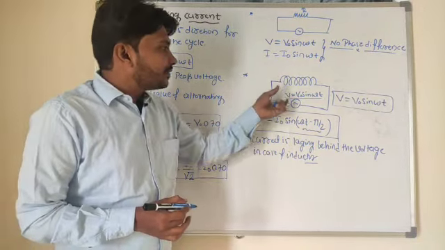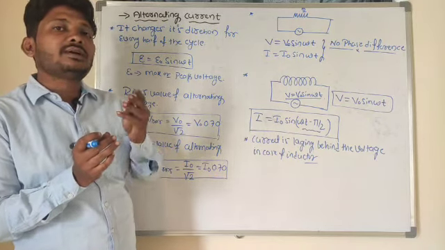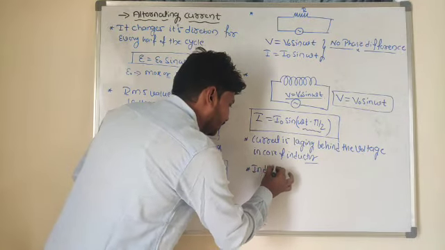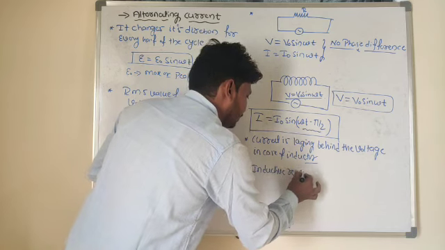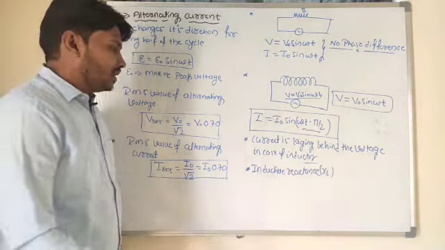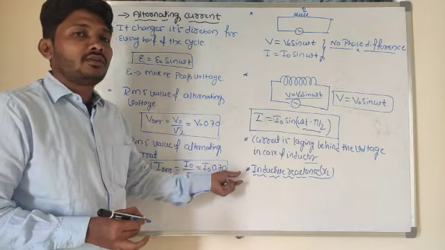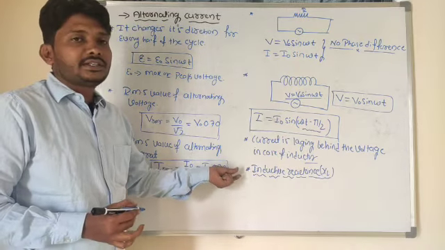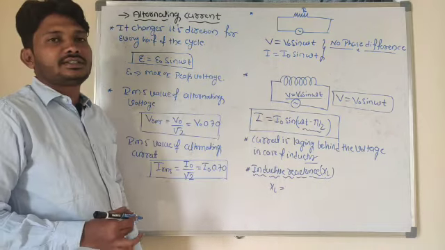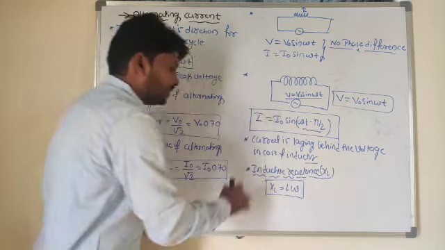Now in case of the inductor, I can understand the meaning of inductive reactance. What is the meaning of inductive reactance here? Inductive reactance is represented by the symbol X of L. Inductive reactance means the opposition offered by the inductor for the flow of current. What is the mathematical expression for inductive reactance? X of L is equal to L omega.